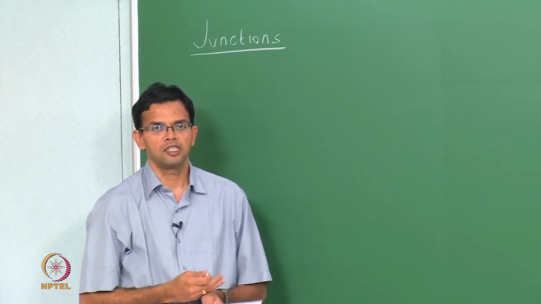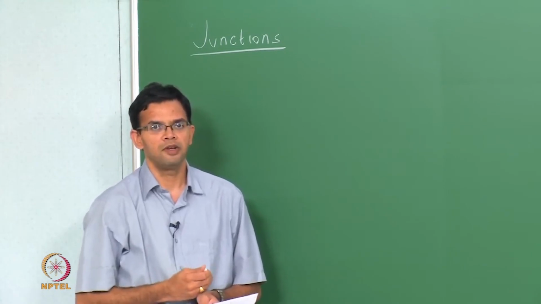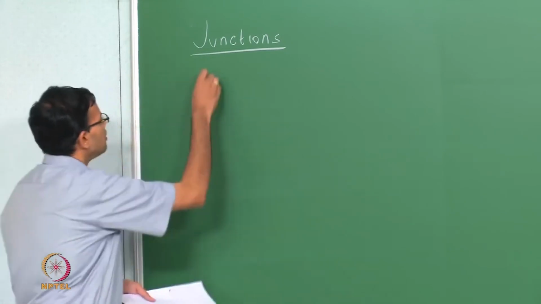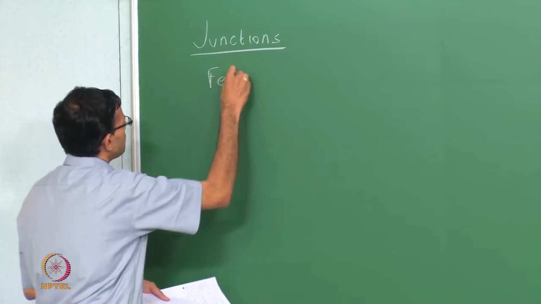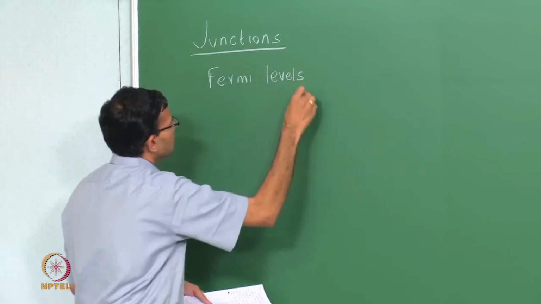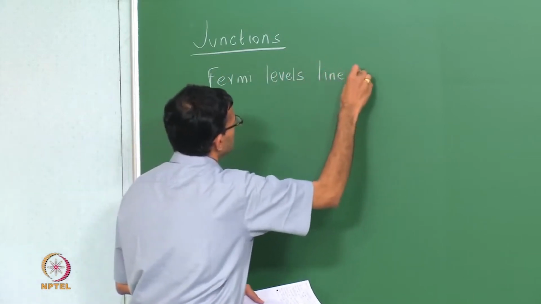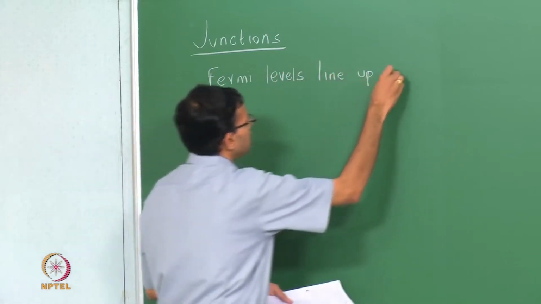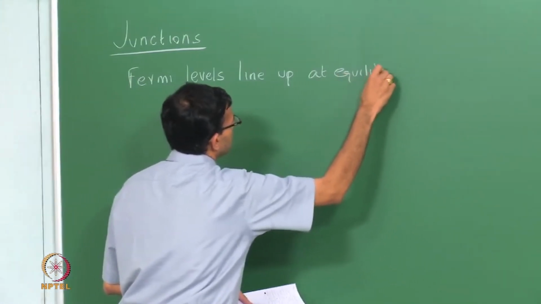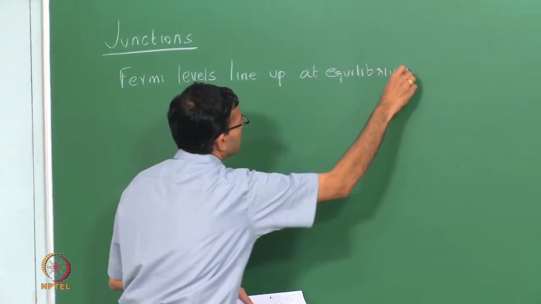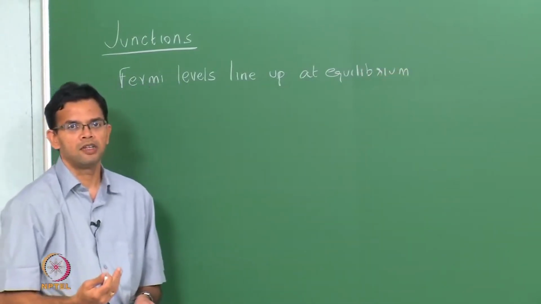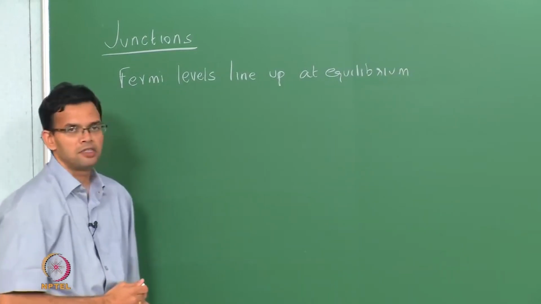Whenever we have a junction and a junction is at equilibrium, we said that the Fermi levels must line up. So, the Fermi levels line up at equilibrium, and equilibrium is defined as when we have no external potential applied to the system.